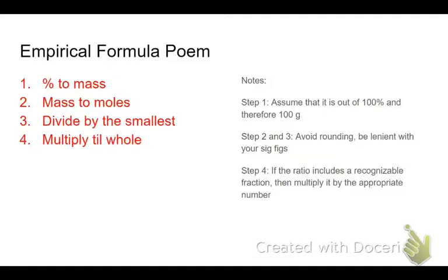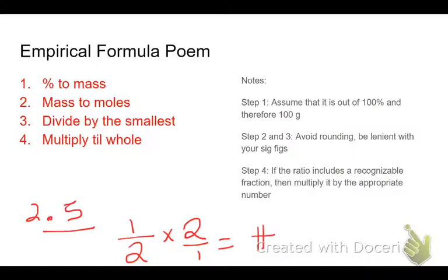If the ratio includes a recognizable fraction, then you need to multiply it by the appropriate number. What I mean by that is, say you end up with, at the very end, 2.5. This is a recognizable fraction, right? 0.5 is the same thing as 1/2. And so you need to multiply it by an appropriate number to get it into a whole number. In order to get 1/2 into a whole number, we multiply by its reciprocal, which in this case is 2, right? So if we multiply 2.5 by 2, we would get a whole number of 5. And we'll go over a couple examples where that will occur.